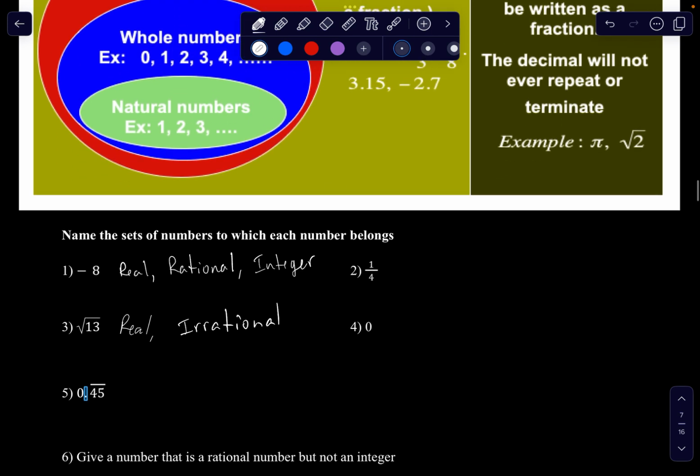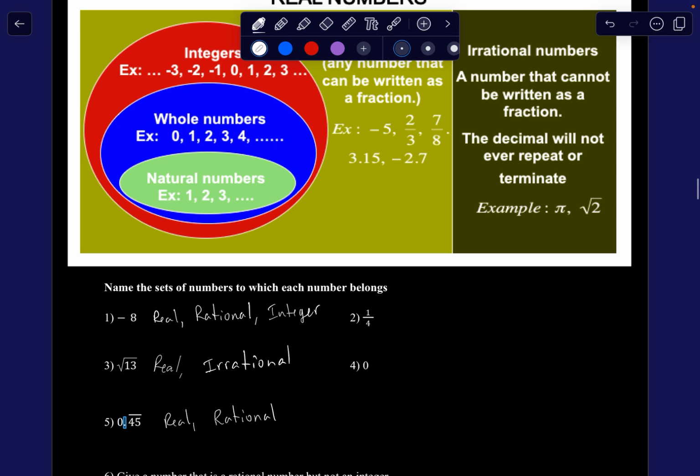Okay, next one, 0.45 repeated. So that is real. 0.45 repeated is also something that stops or repeats, and anytime anything stops or repeats, it's rational. And then I would go to integers, and work your way in from there. It's not an integer because it has a decimal. So since it has a decimal, it's not an integer, it's just real and rational.